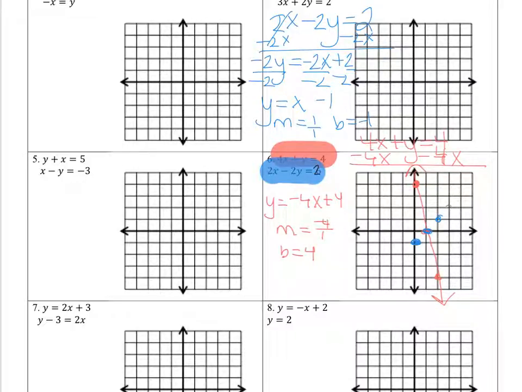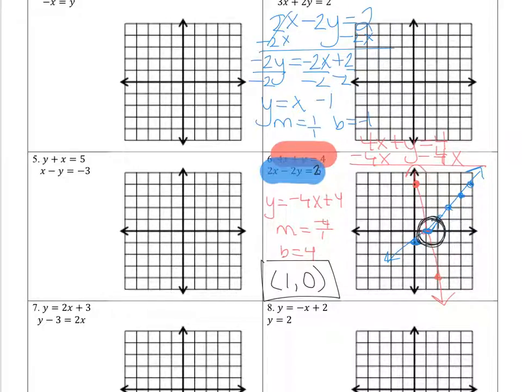Up 1 over 1, up 1 over 1. Because my points already overlap, I don't have to go all the way across my grid unless you want to. So there's my line. So where's my answer? My answer is where they intersect. So my ordered pair is 1, 0.